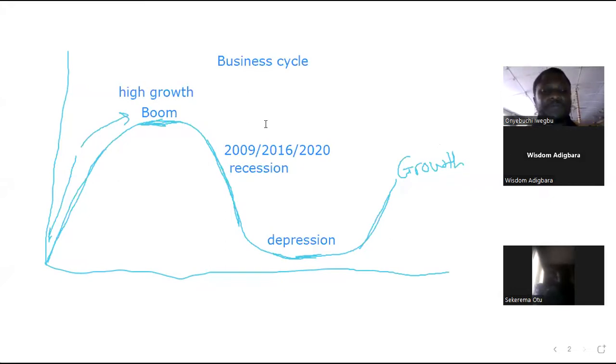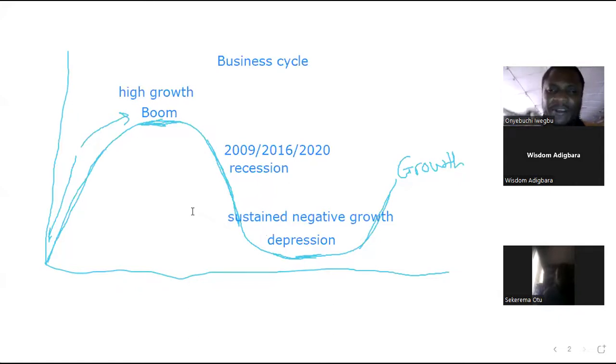Then there's a period of depression. That's sustained negative growth rates. That's depression: negative growth rate, negative growth rate, negative growth rate being experienced consecutively. Then there will always be recovery.